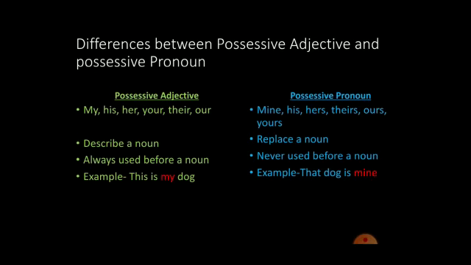Here an example is given. This is my dog. My is a possessive adjective and dog is a noun. So we use a possessive adjective before a noun. Possessive pronouns are never used before a noun. Example, that dog is mine. So mine is the possessive pronoun, so we cannot use a possessive pronoun before a noun. If you use a possessive pronoun before a noun, your sentence will be wrong.